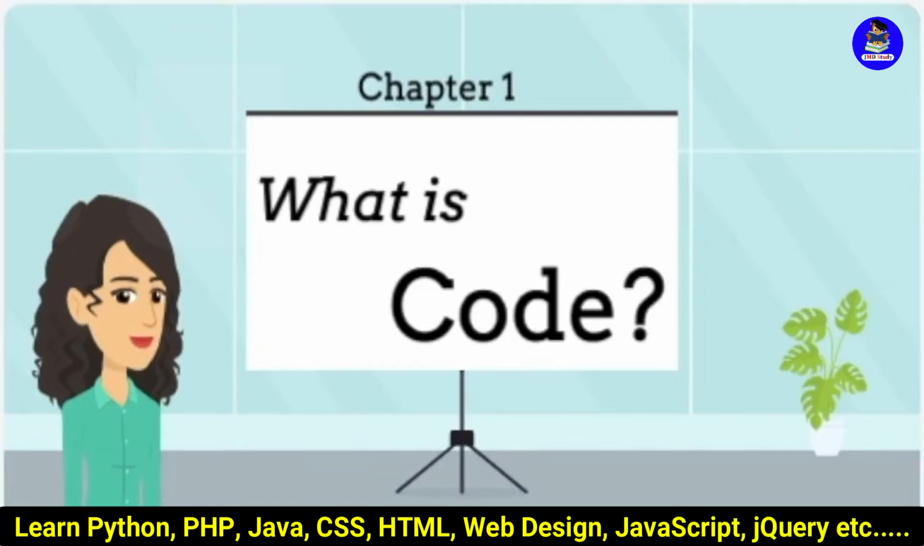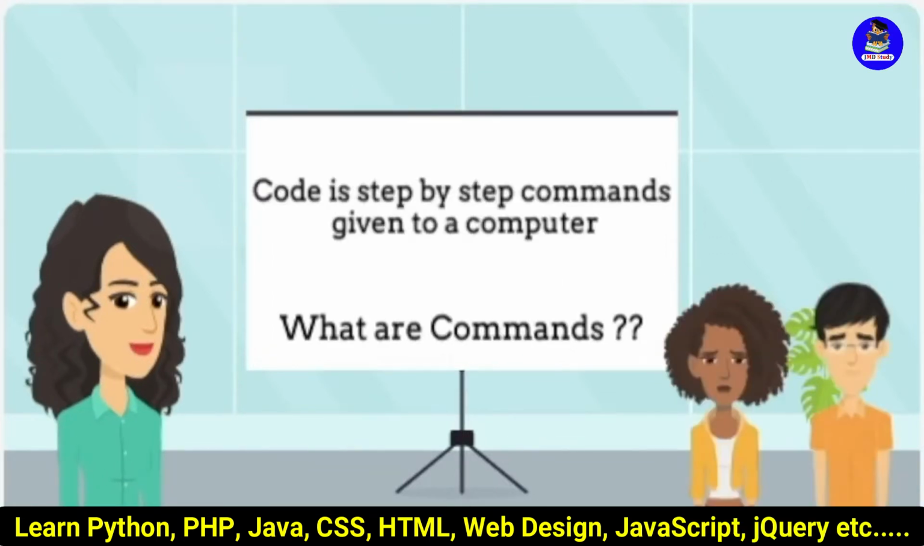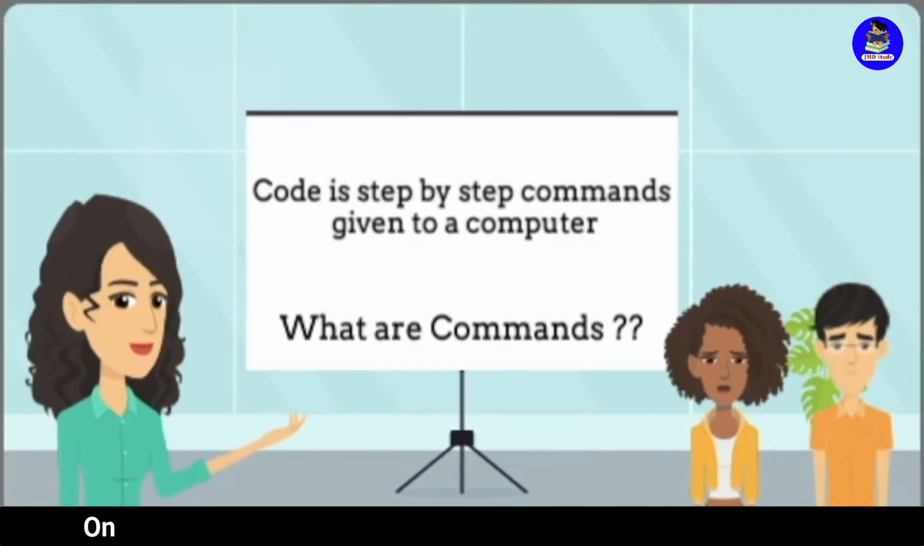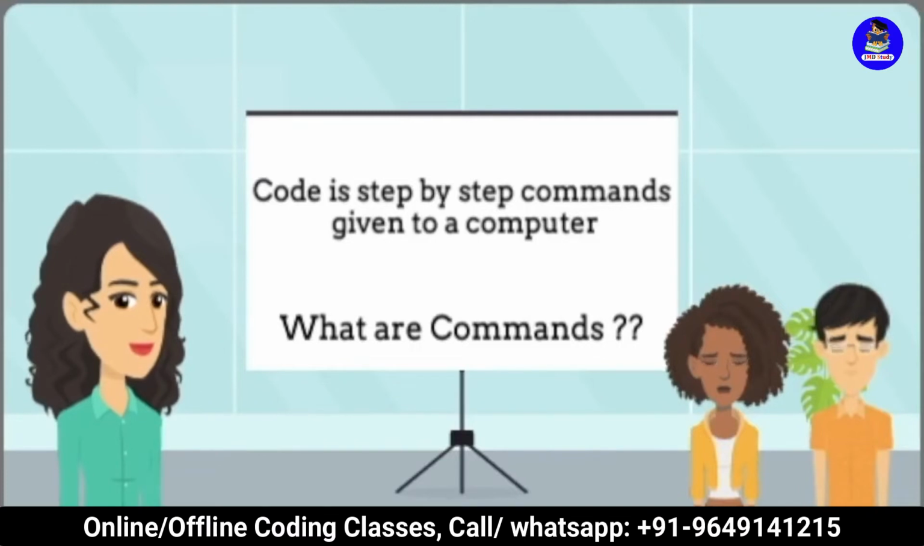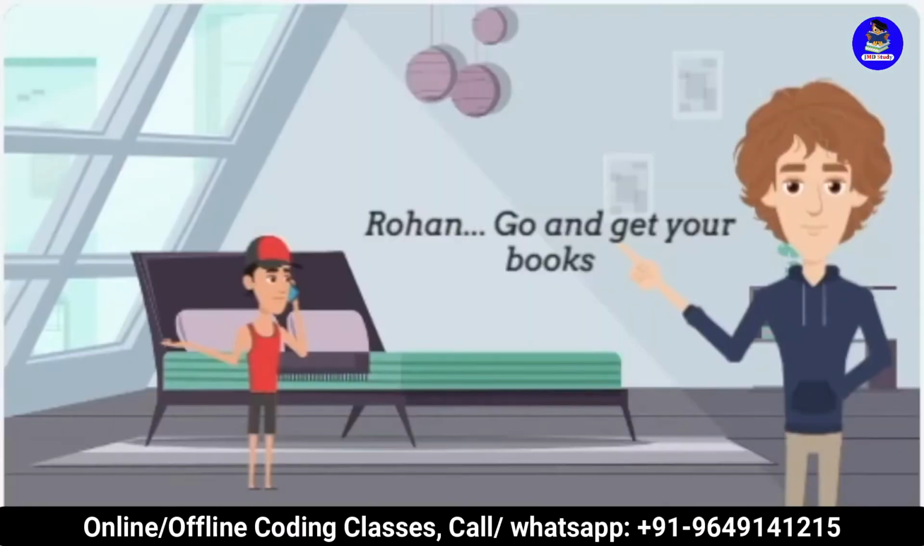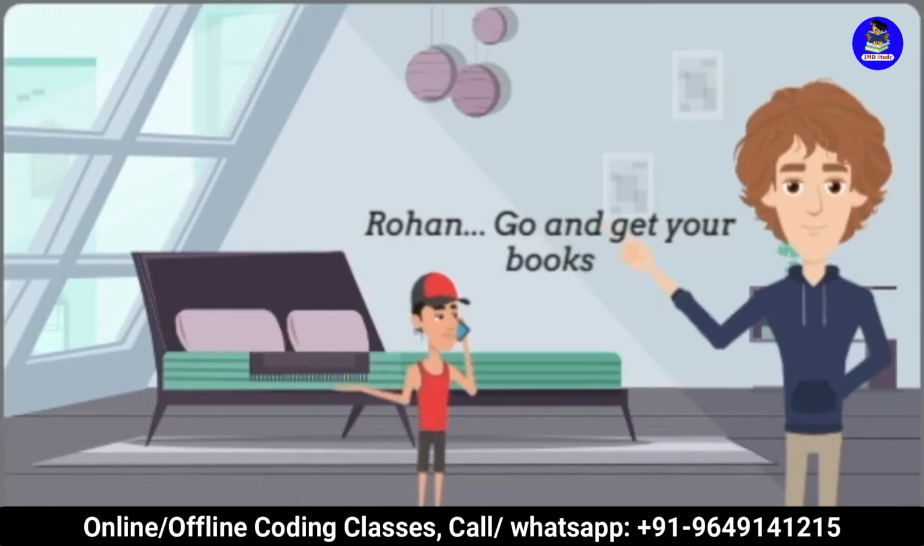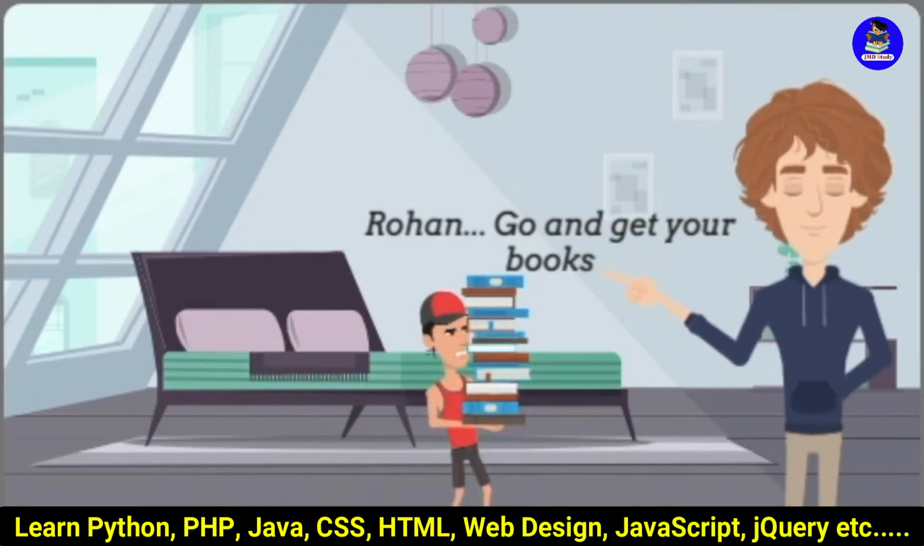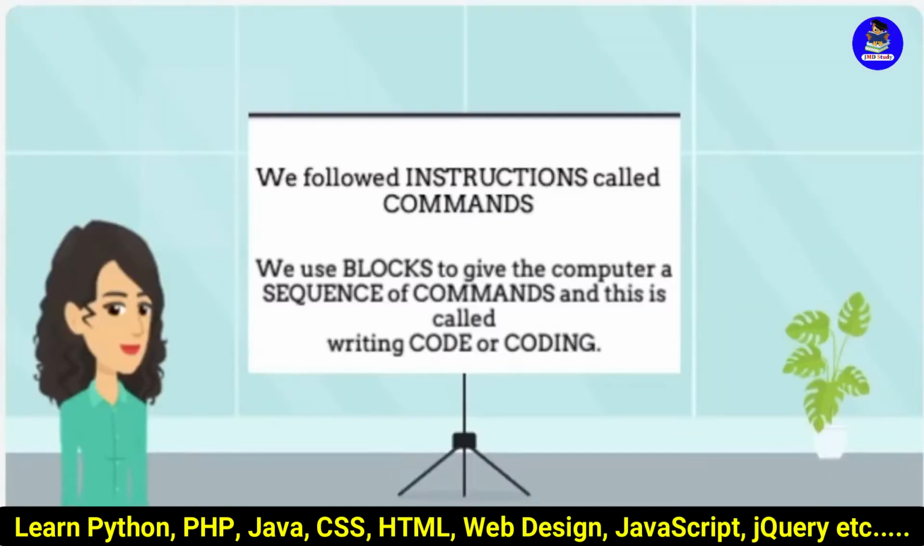What is a code? Code is a step-by-step commands given to the computer. So do you know what are commands? Okay, don't worry. Let me give you a small example so that you can understand. You can see there are two characters, Rohan and his dad. Rohan's dad is telling, Rohan, go get your books. So Rohan did some actions to the instructions. Okay, so instructions are also called commands.